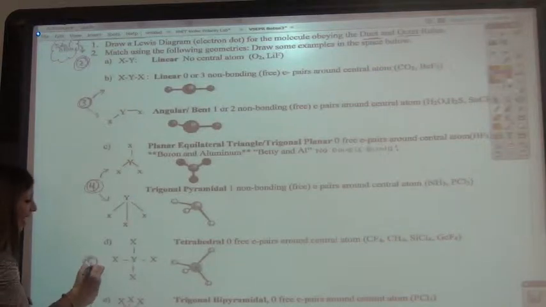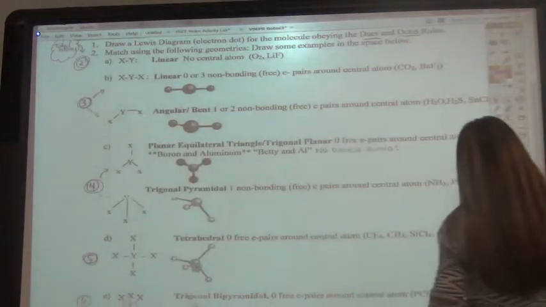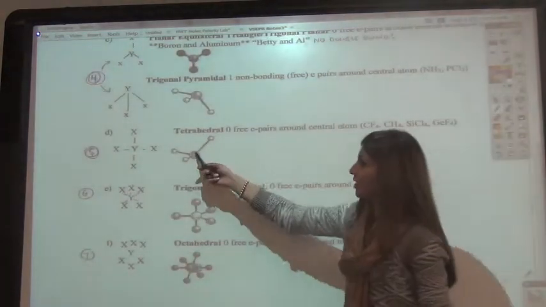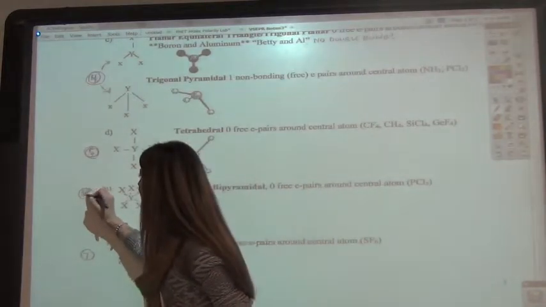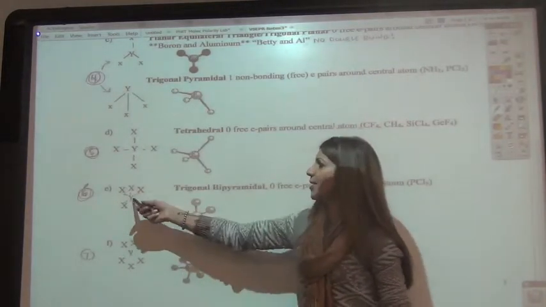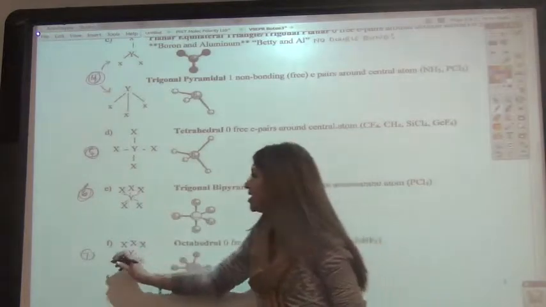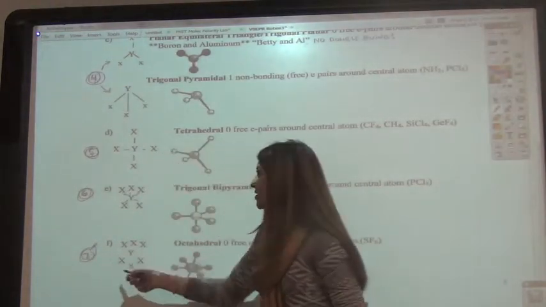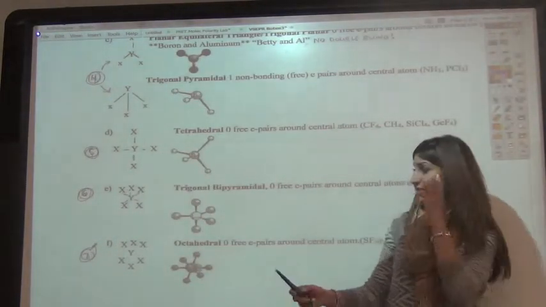You can have 5 atoms where you have 1 in the middle and 4 around. They call that a tetrahedral. 6, we're only going to have 1 choice. That's 1 in the middle and then 5 going around. And 7 atoms is 1 in the middle and 6 going around. We're going to call that octahedral.